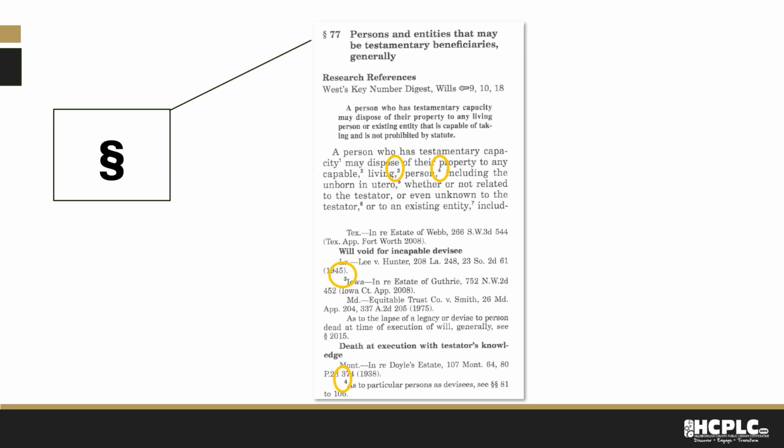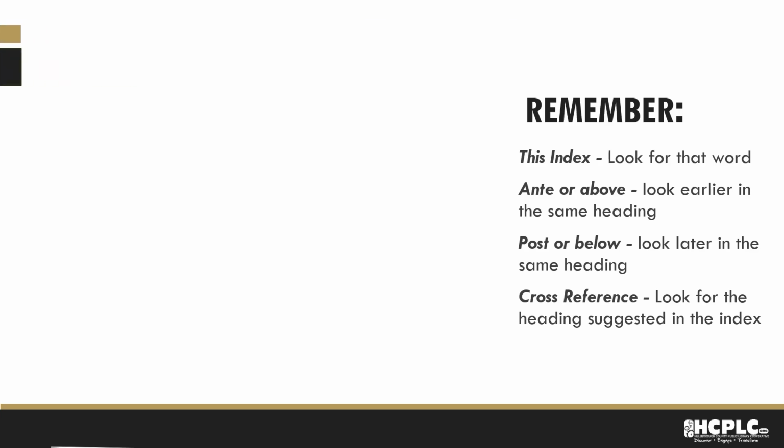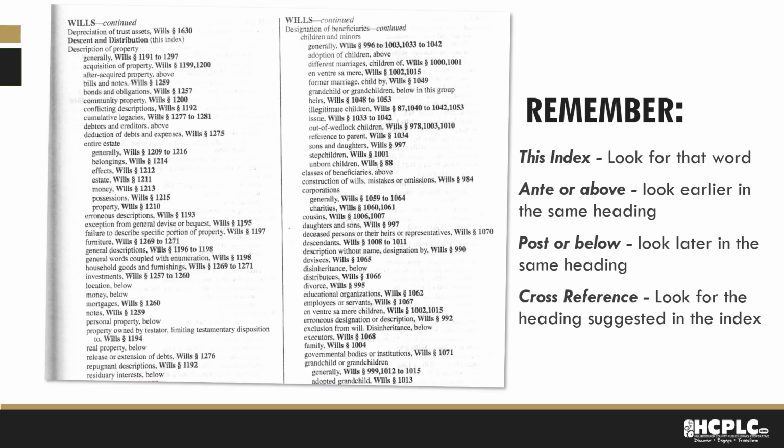When using indexes for any print material, you may see some terminology that is unfamiliar. Generally, this index is telling you to look for that word or phrase. Ante, sometimes listed as above, means before, just like the antebellum period was before the Civil War. Ante is telling you to look earlier in the same heading. Post, sometimes listed as below, is the opposite of ante. It could be telling you to look later in the same heading.